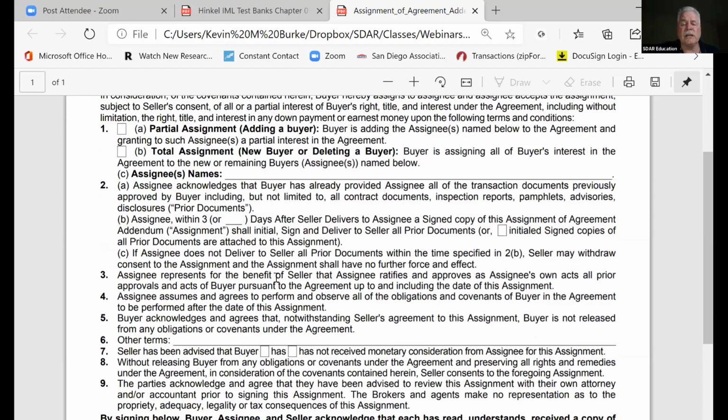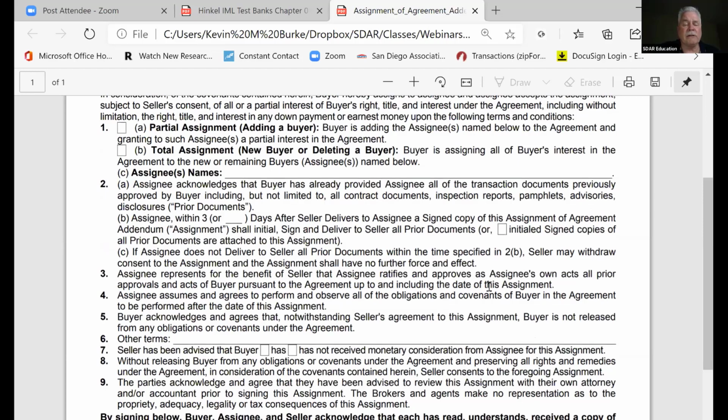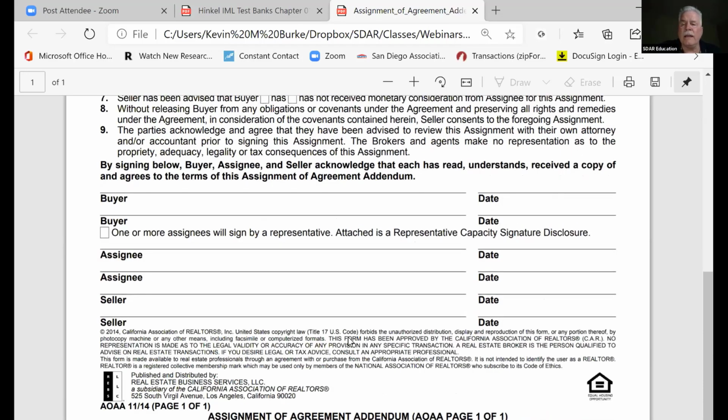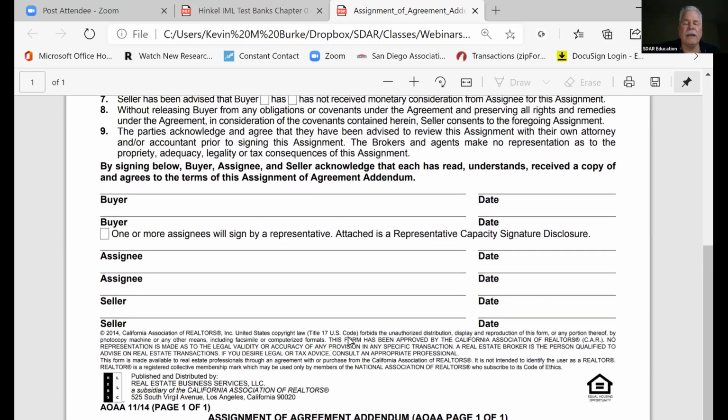Assignee represents for the benefit of the seller. The assignee ratifies and approves as the assignee's own acts all prior approval and acts of the buyer pursuant to the agreement. So you're going to have the buyer's name on here, and you're going to have the assignee's name on here, the person that they're signing it to, whether it's a total or partial. You would have specified that up towards the top, and then the seller would have to agree, or not. But again, they could not unreasonably withhold consent. Is everybody good with that?